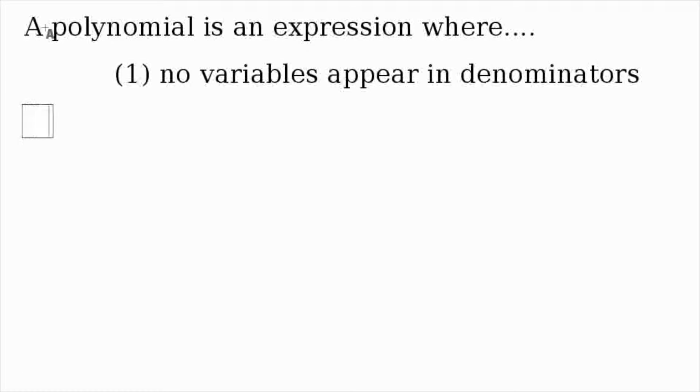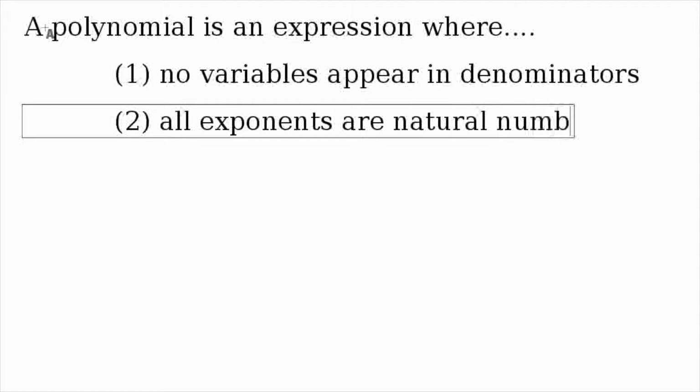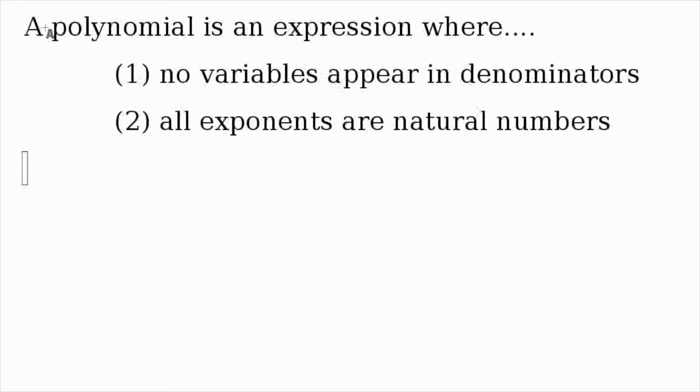A polynomial is an expression where no variables appear in denominators. Okay, so let's get that clear. Also, all exponents are natural numbers. Natural numbers are 0, 1, 2, 3, 4, 5, 6, etc.